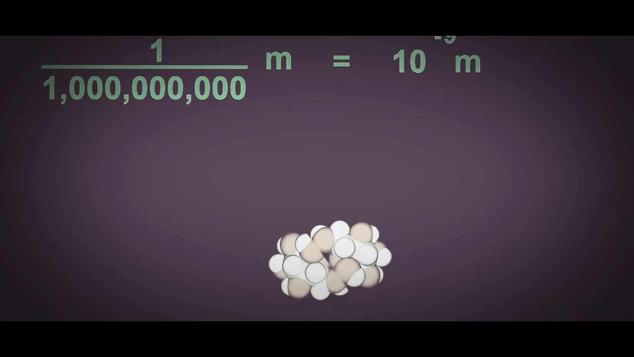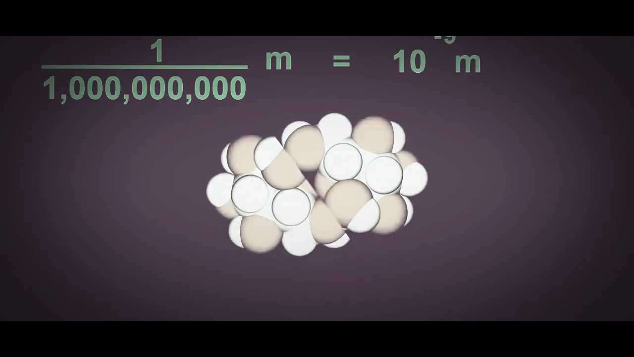10 to the minus 9 of a metre. Holy dooly! 1/1,000,000,000th of a metre is also called a nanometre. Heard of nanotechnology? That's about making things that are about a nanometre big, even tiny robots.